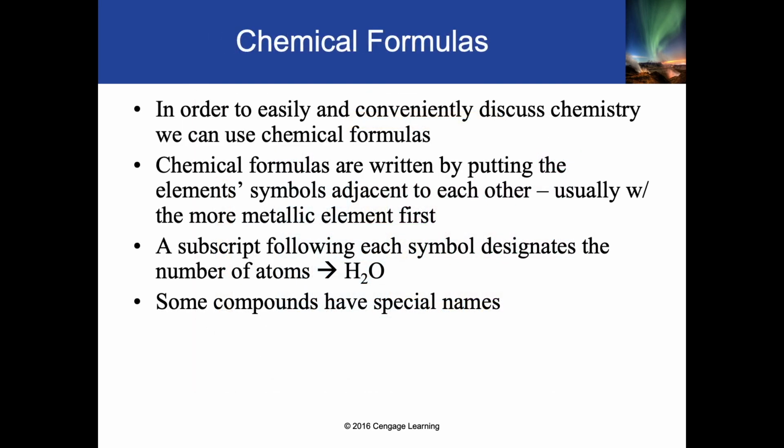So let's talk about chemical formulas real briefly, right? In order to easily and conveniently discuss chemistry, we can use chemical formulas. Chemical formulas are written by putting element symbols adjacent to each other, usually with the metal first, right? And then a subscript following each symbol designates the number of atoms.